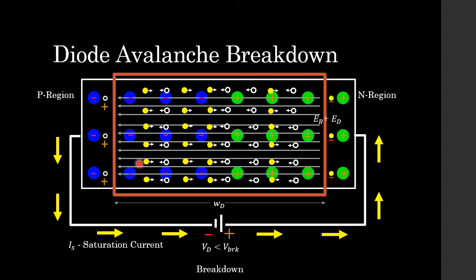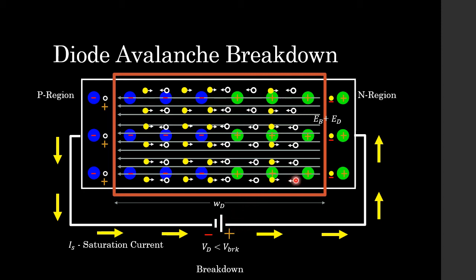Look at this electric field, which is the barrier potential electric field summed with the electric field created by this external biasing. It is incredibly strong. So strong that it starts to attract minority carriers from the p region, which are these free electrons. Here they all are, and it gets them moving across the depletion region and into the positive terminal of the battery.